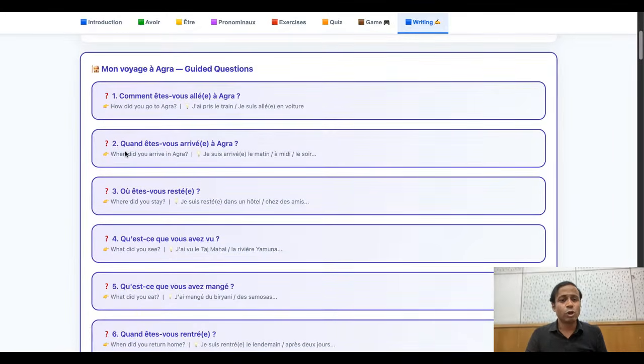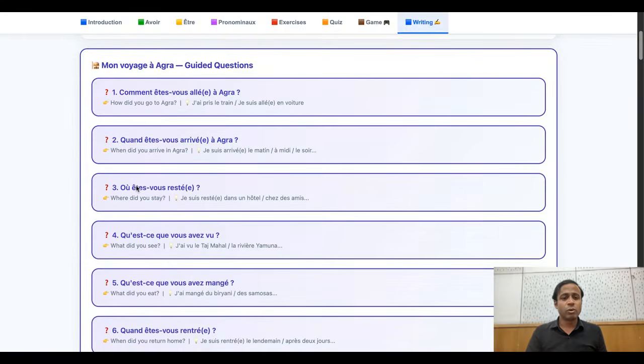Now question number 2, quand êtes-vous arrivé à Agra? So when did you arrive in Agra? That you have to answer. So here we are taking just Agra. You can implement all these things for any other place. So quand êtes-vous arrivé à Agra? When did you arrive? So you have to say je suis arrivé le matin. So I arrived in the morning. À midi, at noon, or le soir, in the evening. So you have to mention when you are going to talk about your trip. How did you go? When did you arrive? Okay, now third number. Où êtes-vous resté?